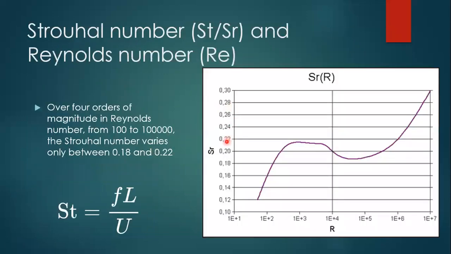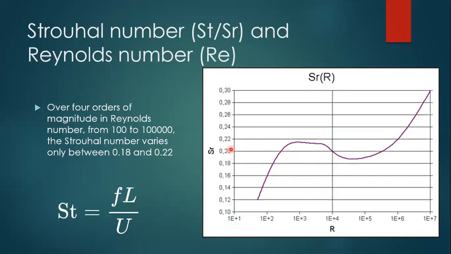And here is a relationship between Strouhal number and Reynolds number. As we can see here, Strouhal number only varies between 0.18 to 0.22 over a large range of Reynolds number. So we can approximately treat it as a constant of 0.2 over this large range of Reynolds number.